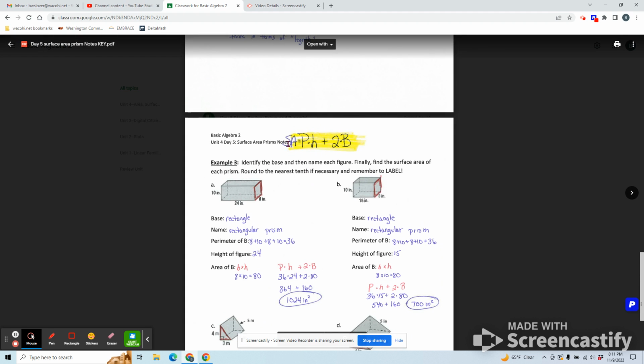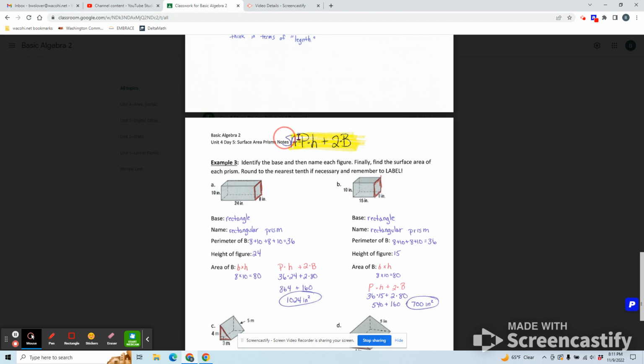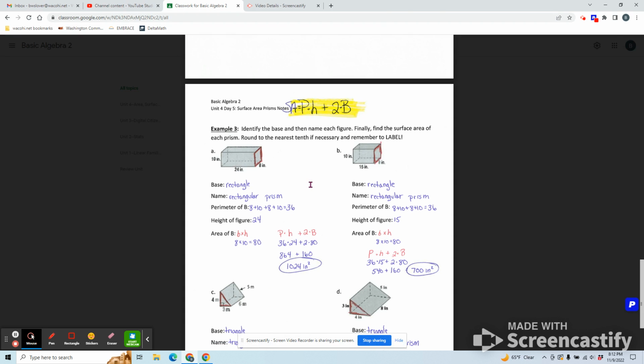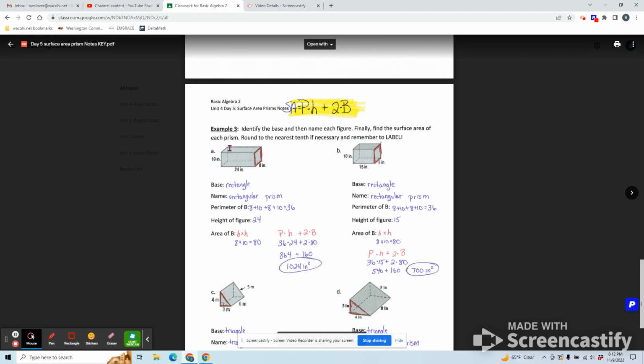So here's the formula that we're using. Surface area equals the perimeter of the base times the height plus 2 times the area of the base. Before I sign off, let's reiterate what surface area is. Surface area is just that. It's the area of the surface of your figure. Okay, so every single shape, each of those areas added up, that is the surface area.